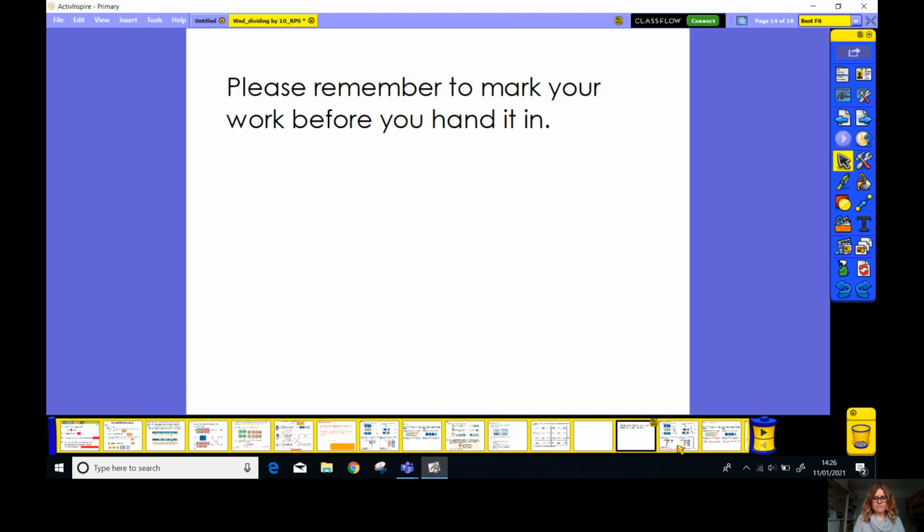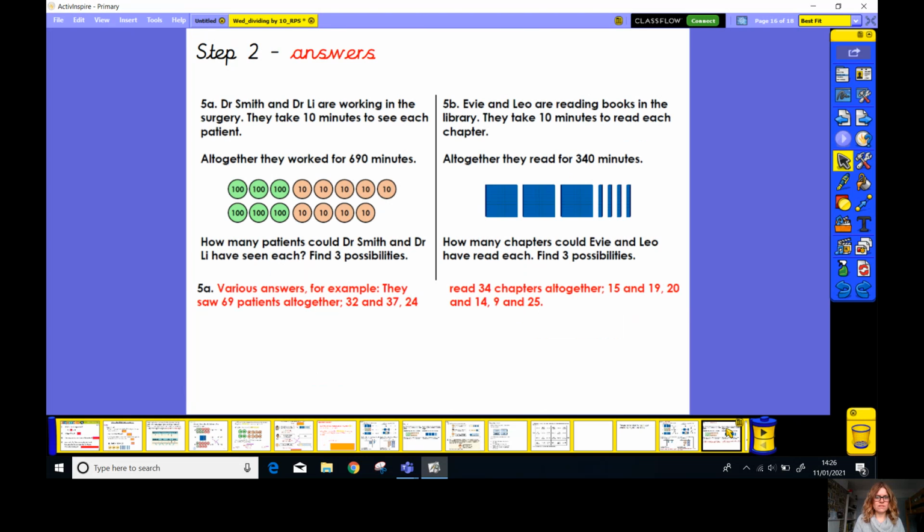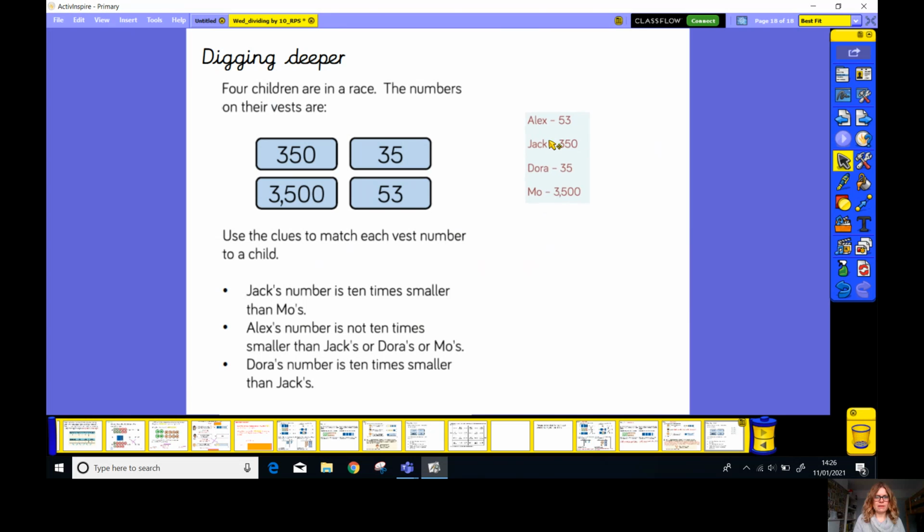Let's mark our answers now then. Here's our answers for step 1. Here's our answers for step 2. And here's our answers for step 3. And here's the answers for digging deeper. I'm going to make that a little bit bigger.